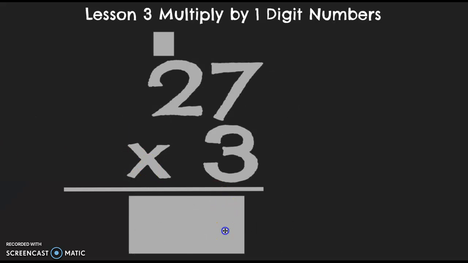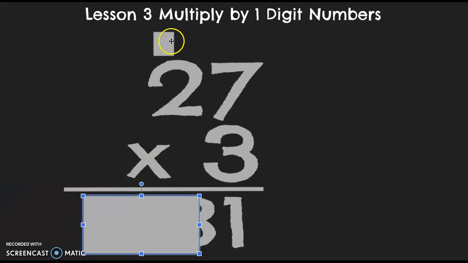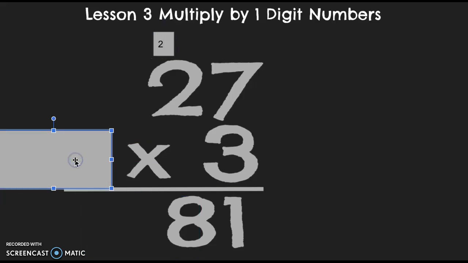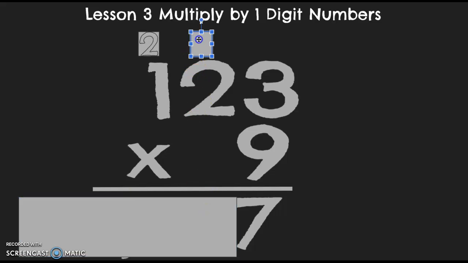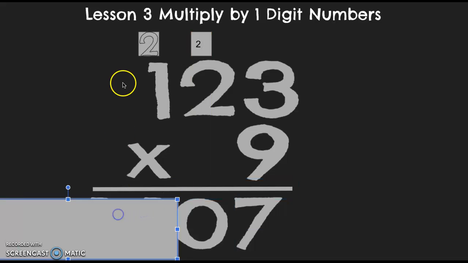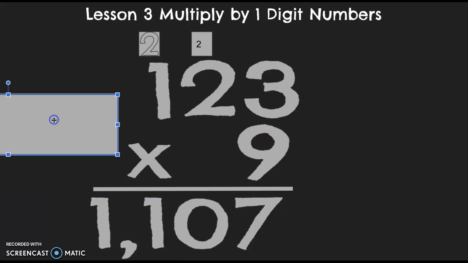27 times 3. 3 times 7 is 21. Carry the 2. 3 times 2 is 6, plus 2 is 8. 81. 9 times 3, 27. Carry the 2. 9 times 2 is 18, plus 2, 20. Carry the 2, there's a 2. 9 times 1 is 9, plus 2 is 11. 1,107.